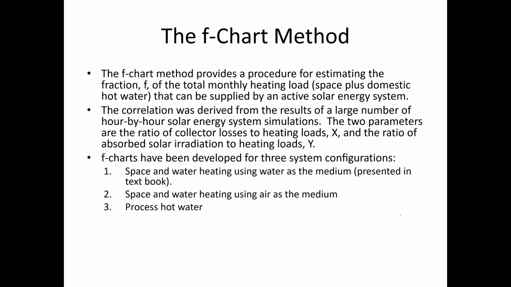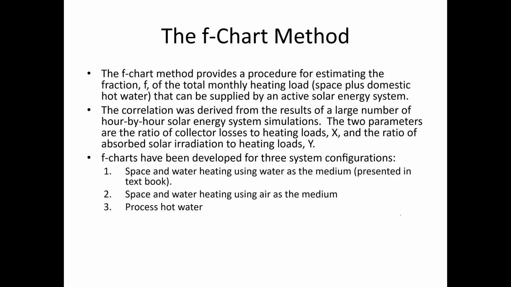The correlation was derived from the results of a large number of hour-by-hour solar energy system simulations. The two parameters are the ratio of collector losses to heating loads, X, and the ratio of absorbed solar radiation to heating loads. The F-charts have been developed for three basic system configurations. One is for space and water heating using water as a medium, which is the specific one that we've been looking at in this textbook. Two other ones are for space and water heating using air as a medium, and another is for process hot water.